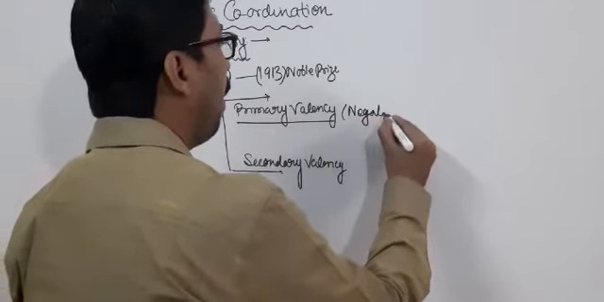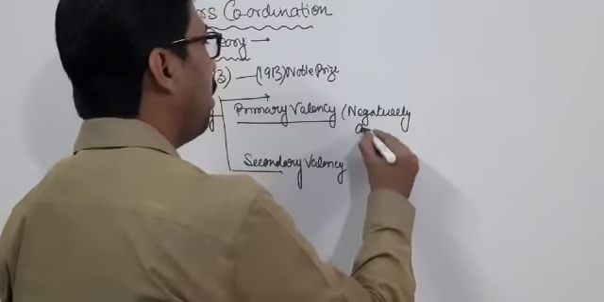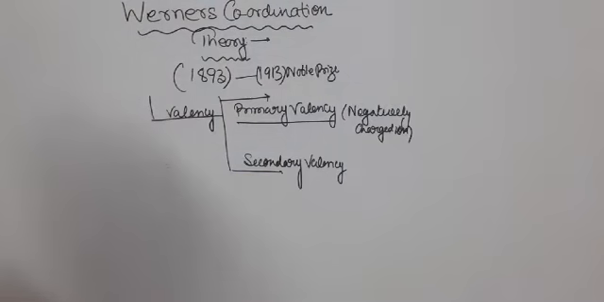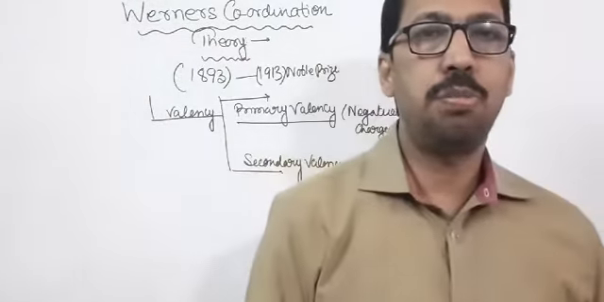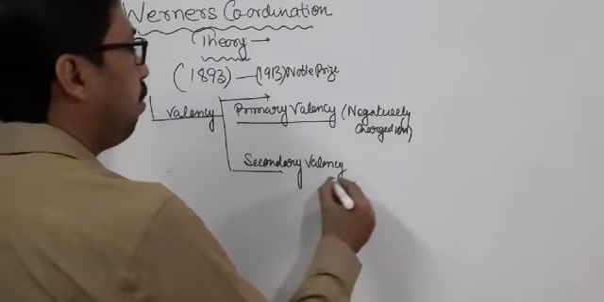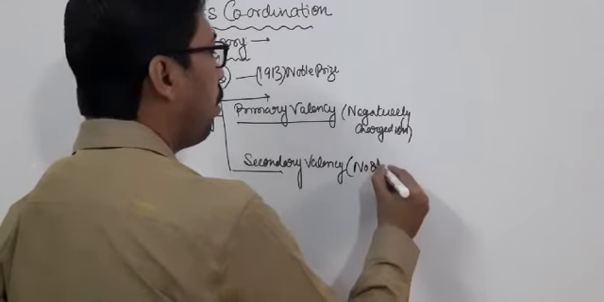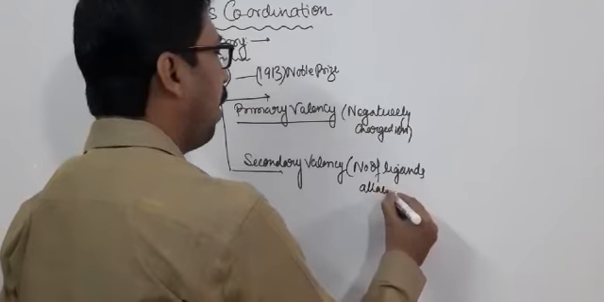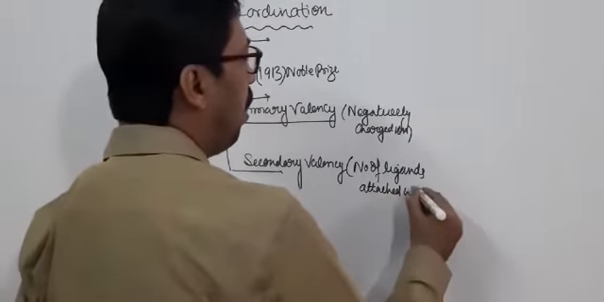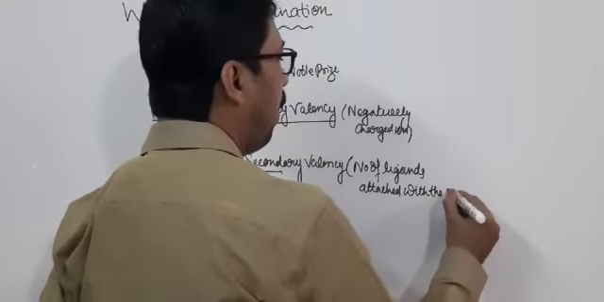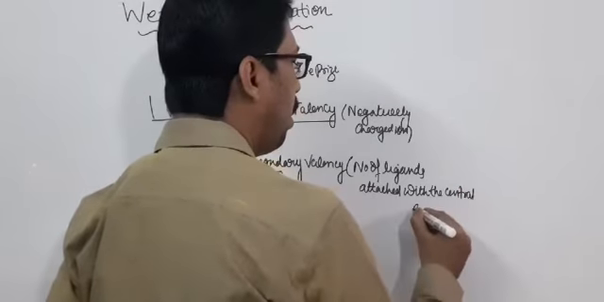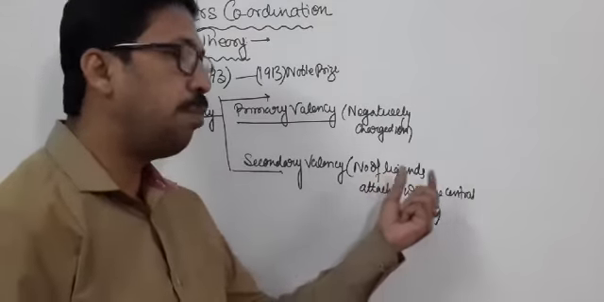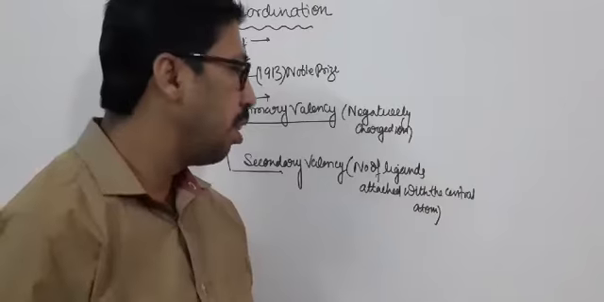All the negatively charged ions present in the given complex are known as primary valency, and secondary valency is the number of ligands attached with the central atom, or rather you can say the number of donor sites of ligands attached with the central atom.